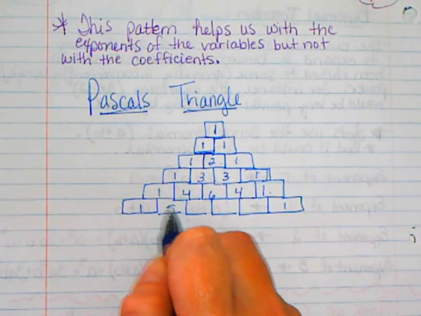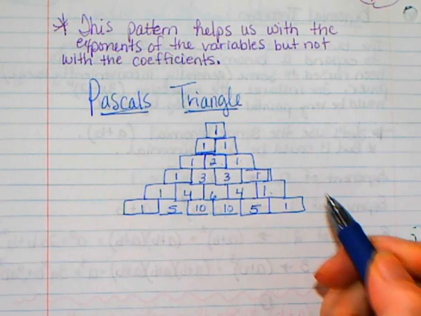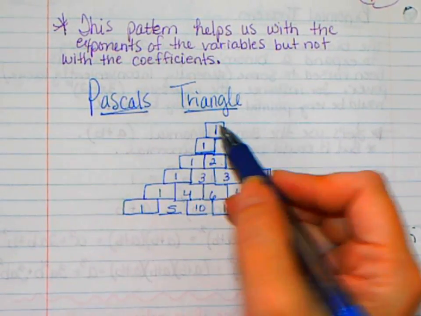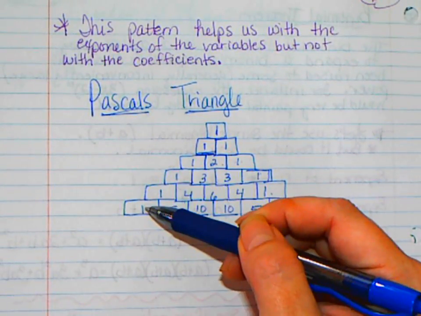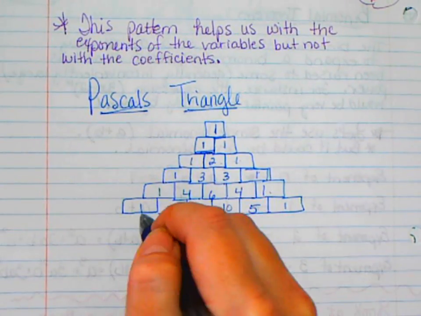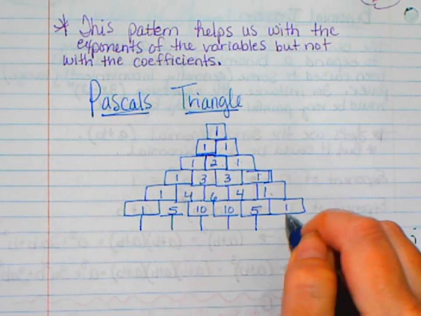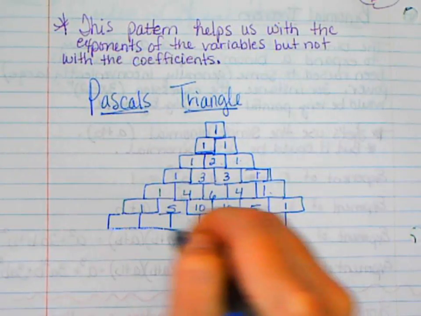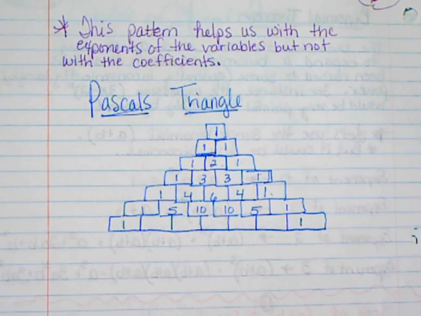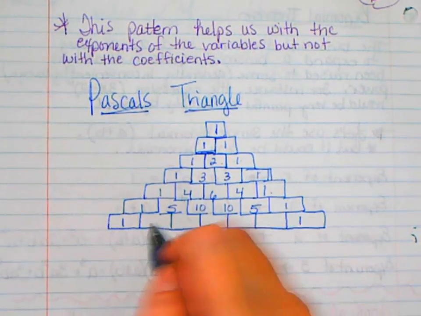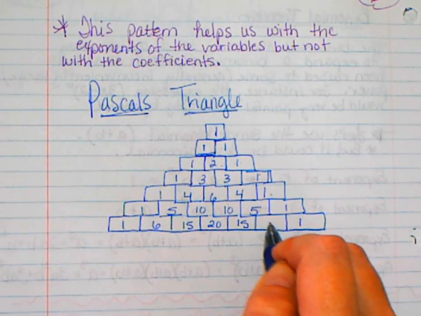So I would have 5, 10, 10, 5. I'm going to go all the way down. We call this the 0 row. 0, 1, 2, 3, 4, 5. I'm going to do 2 more. One's always going to end. So yeah, 6, 15, 20, 15, 6.